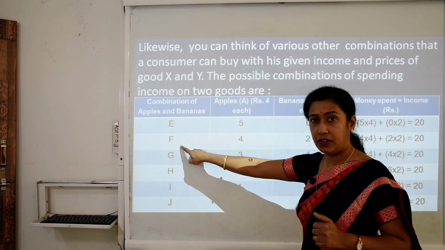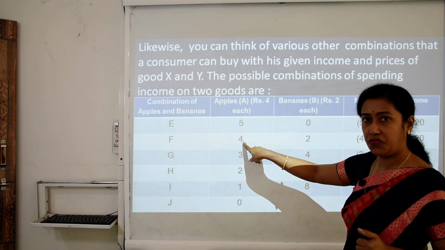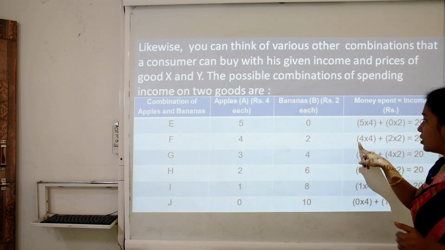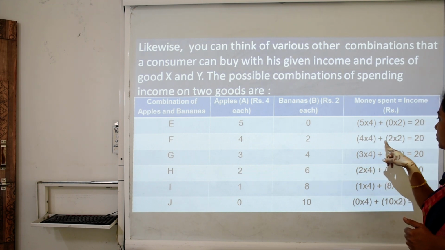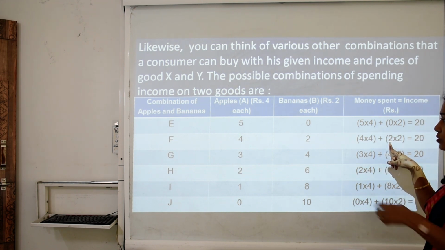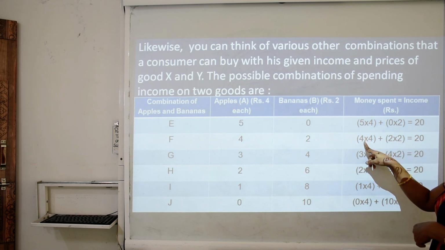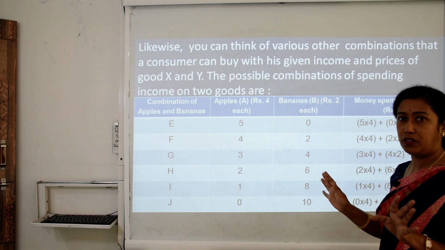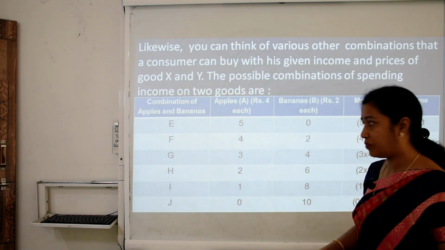Or he can have the second combination, that is F, where he will purchase 4 units of apple and 2 units of banana. When he purchases 4 units of apple, the price of apple is 4, we assume that, plus 2 units of bananas and the price of banana is 2. So 4 4s are 16 and 2 2s are 4, 16 plus 4 is 20. So all 20 rupees he spends on a combination of 4 units of apple and 2 units of banana.